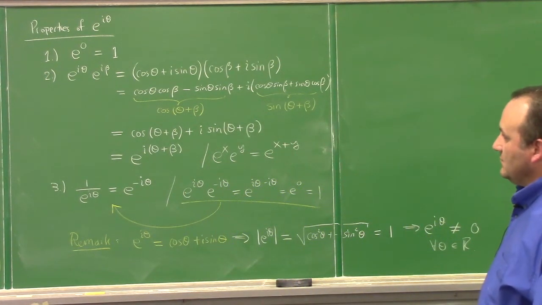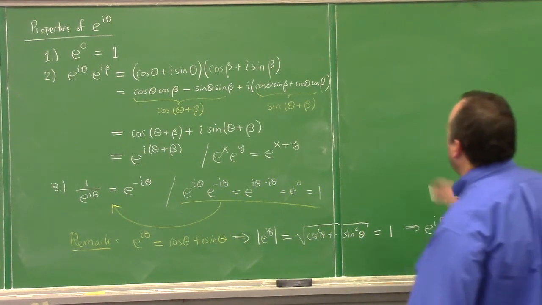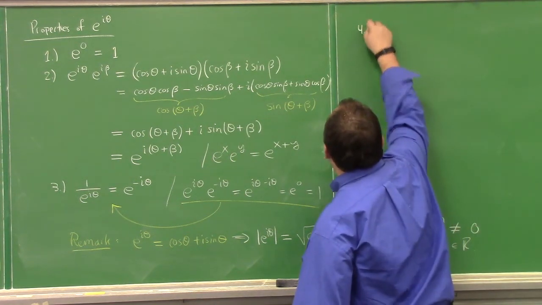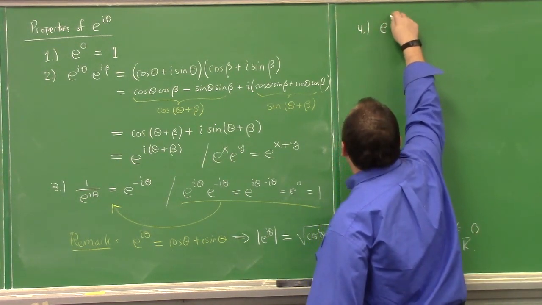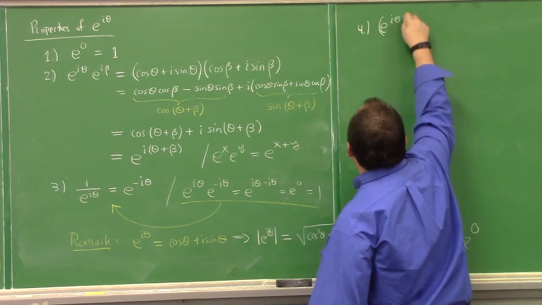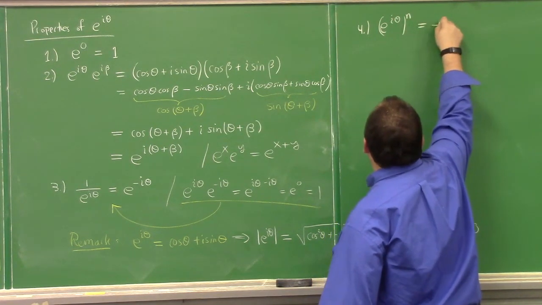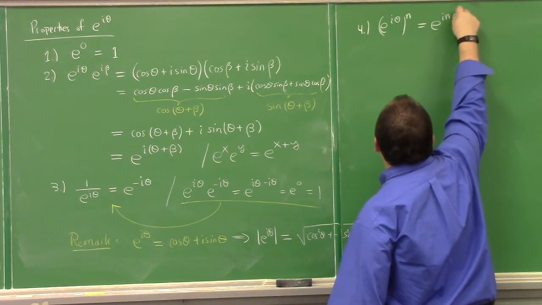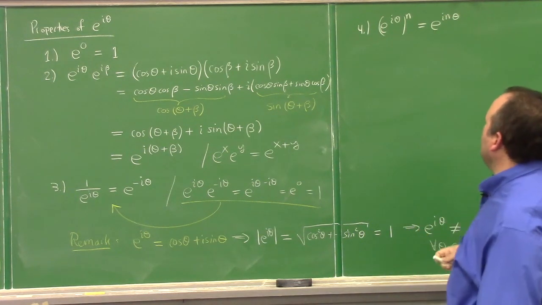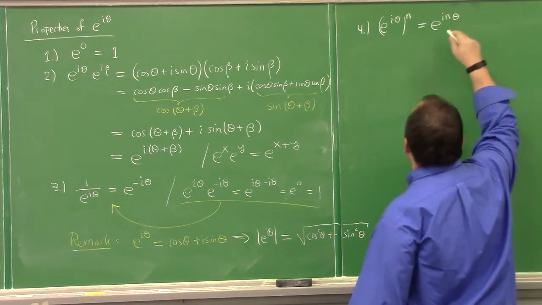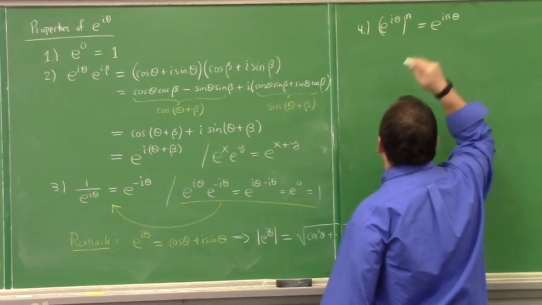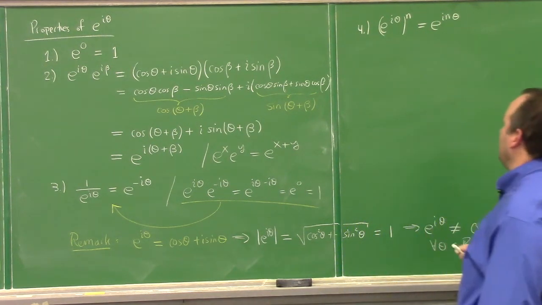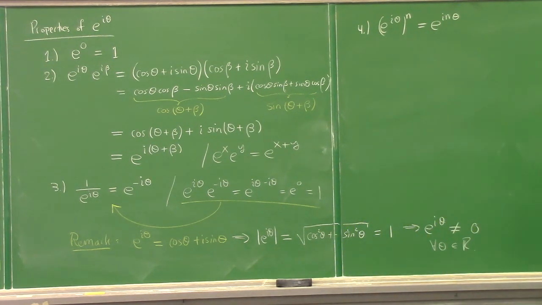All right. For e to the i theta raised to the n power is equal to e to the i n theta. So this can be proved inductively. I won't actually do the proof in here. It's a pretty simple induction.